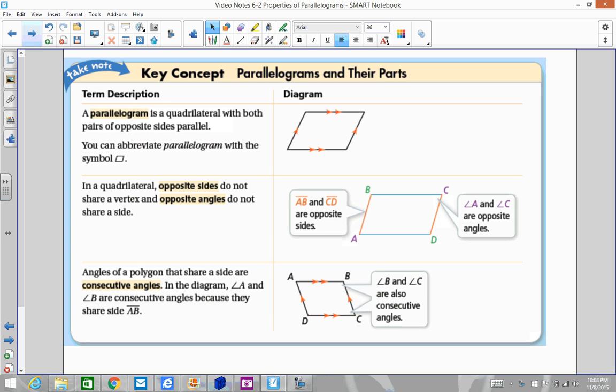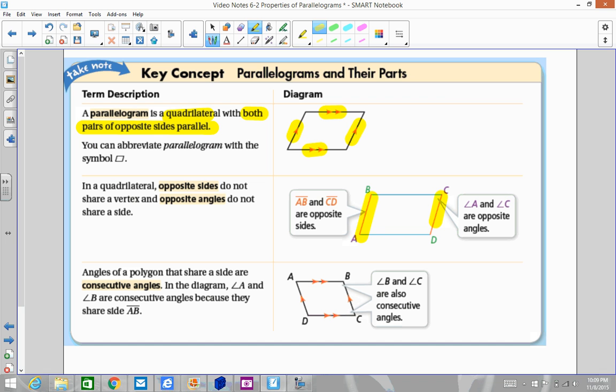We're just going to go over the properties, but before we do that, let's talk about the parallelograms and their properties. A parallelogram is a quadrilateral with both pairs of opposite sides parallel. Okay, so the following pieces of information are true. Some of the information about a parallelogram is it has opposite sides, so AB and CD are opposite sides, and then angle A and angle C would be opposite angles. So there's opposite sides and opposite angles.